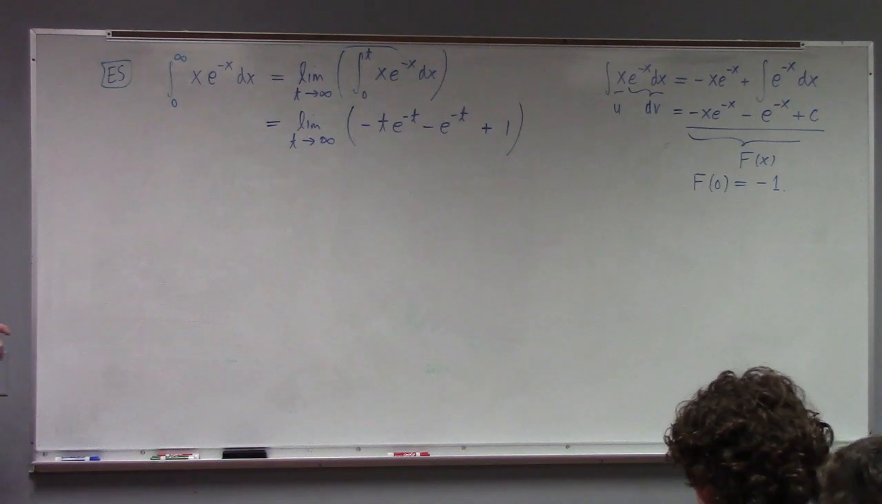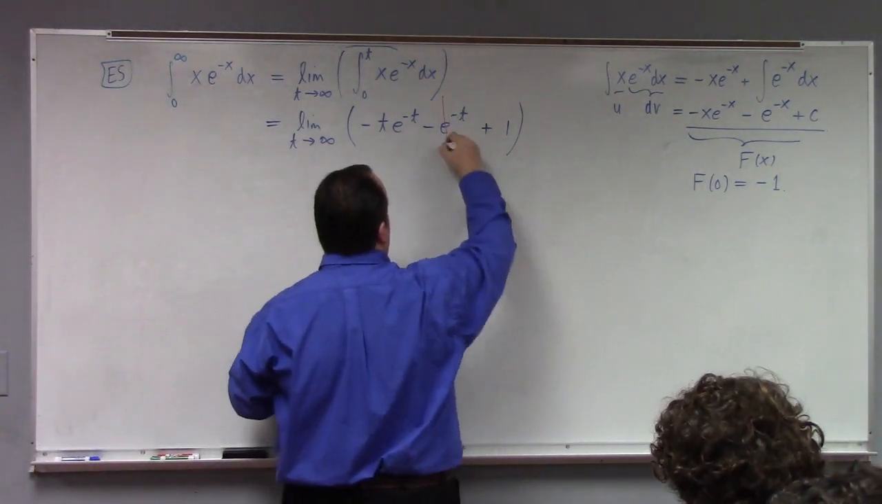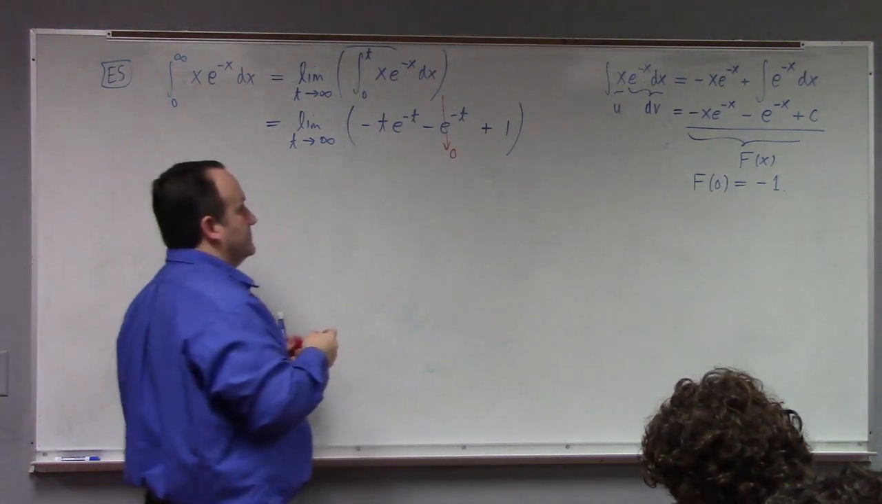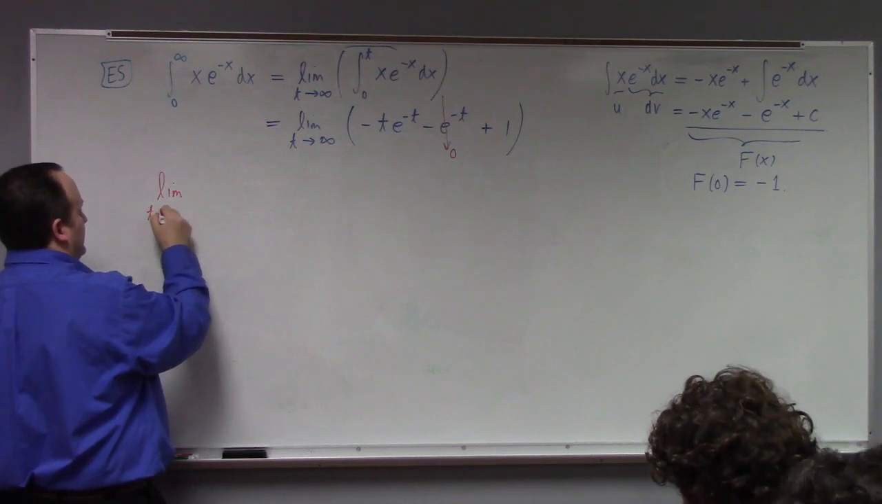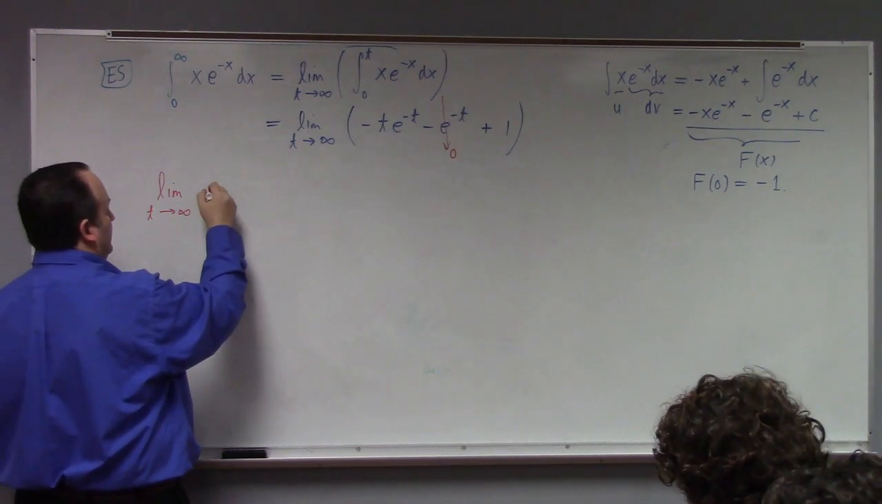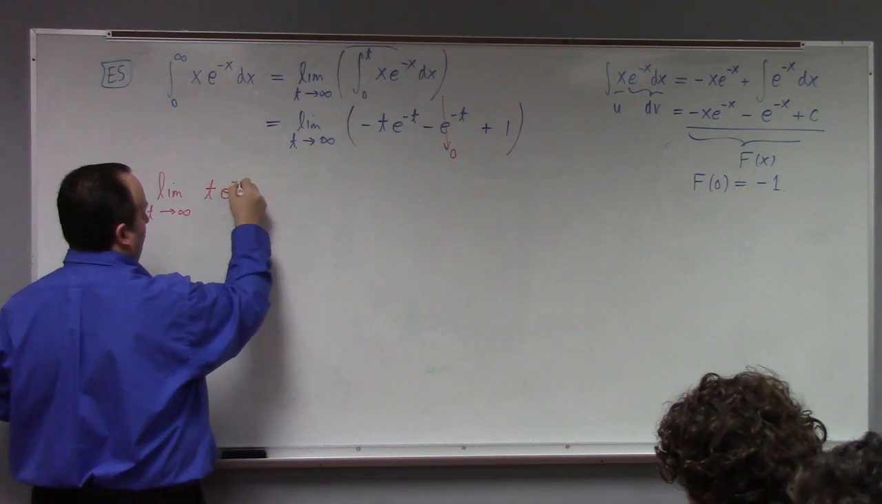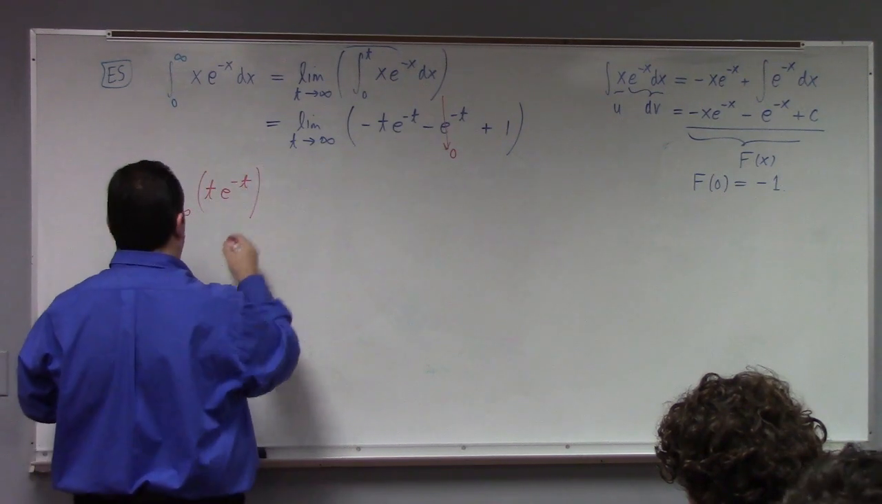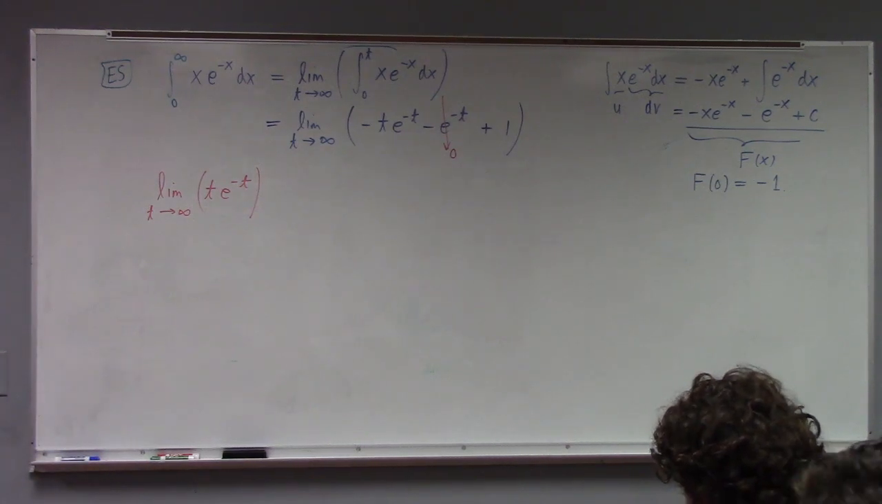I'll do the easy part. As we talked about just a minute ago, this guy goes to 0. What about the limit as t goes to infinity of, I'll drop the minus because it's kind of irrelevant, t e to the minus t? What kind of limit are we looking at here? L'Hopital's rule. So that's the question.